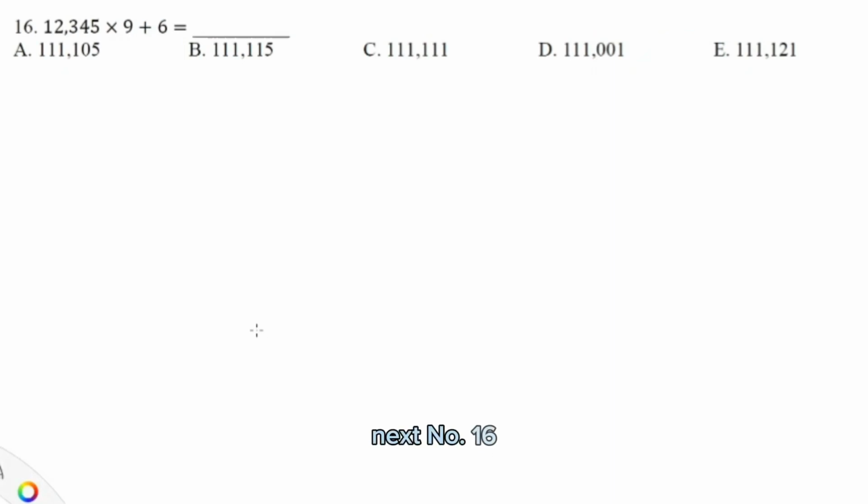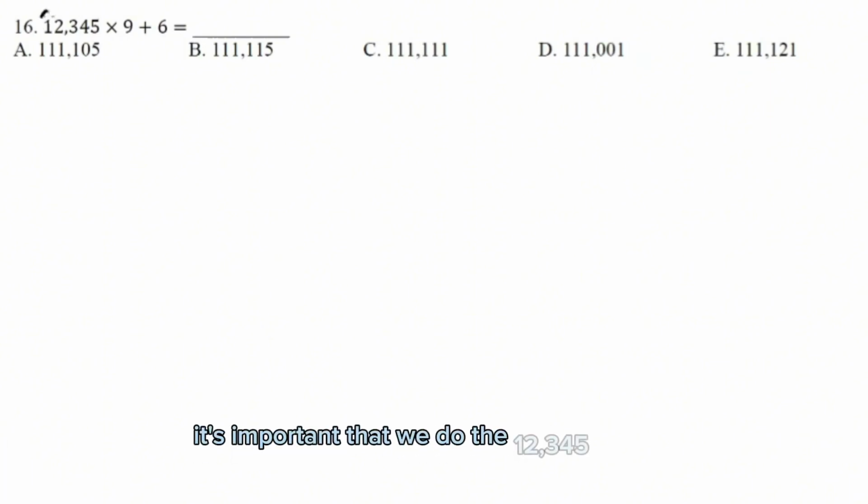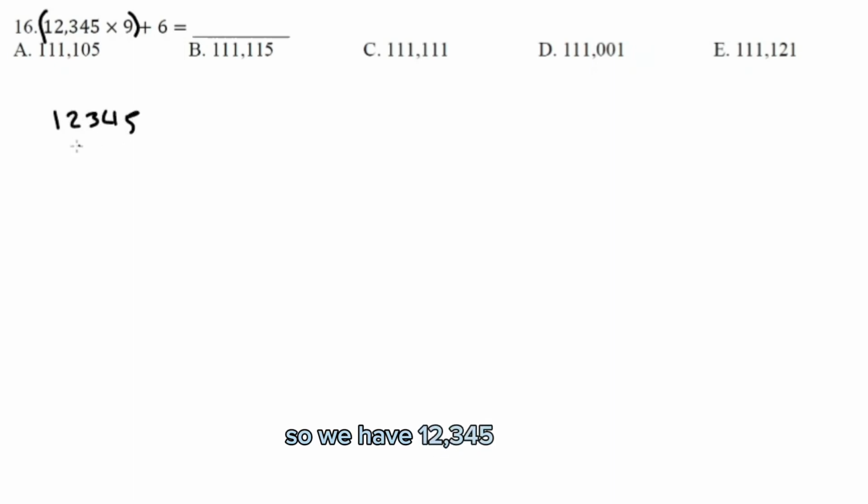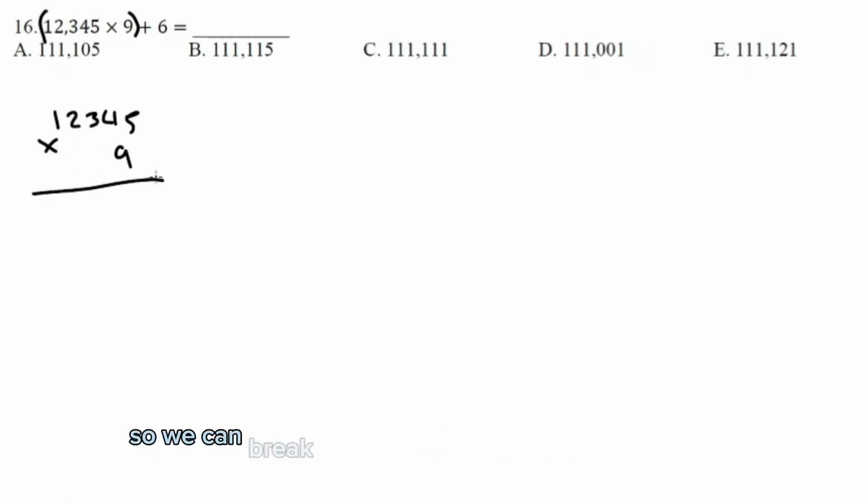Next, number 16, 12,345 times 9 plus 6. Alright, it's important that we do the 12,345 times 9 first before adding the 6, otherwise our entire problem will get messed up. Alright, now let's solve this. So we have 12,345 times 9. So we can break this up into its individual place values and solve this problem.